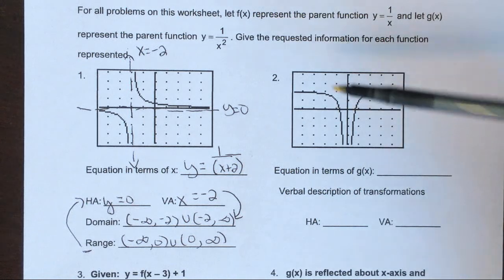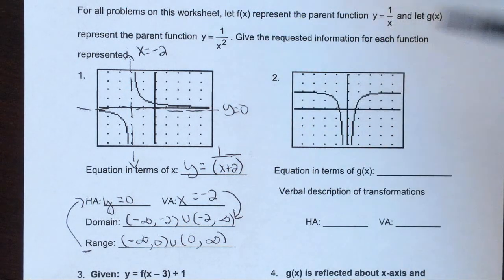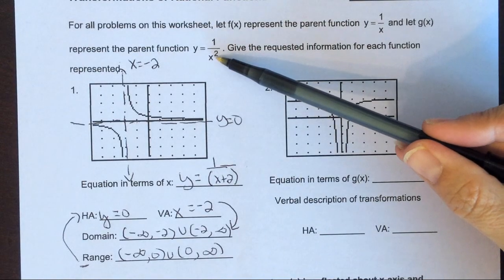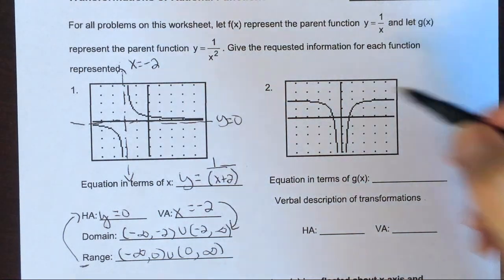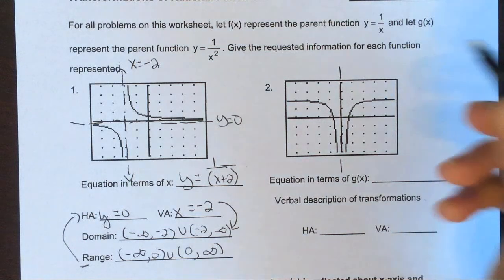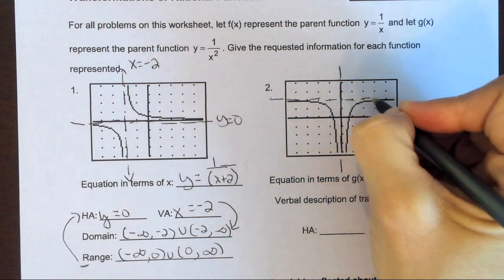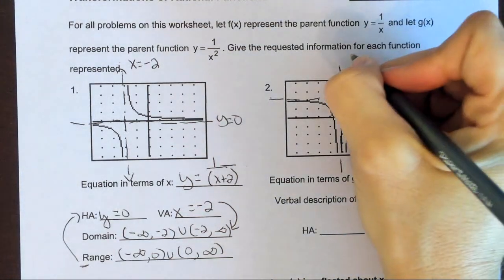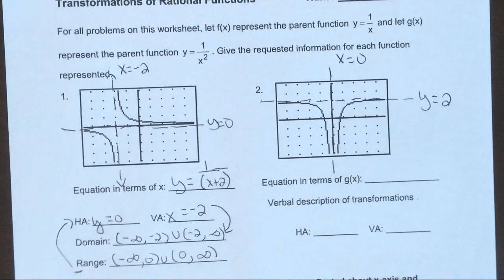On number 2, we can see that this is the one that Miss always called the volcano, but it looks like my volcano went upside down. So that means it's an x squared function. I know it's upside down, so I know it reflected. It doesn't look like it went left and right at all. It looks like I'm still in the same spot, but it does look like I went up, and it looks like I went up 2. So I've got y equals 2, and this right here is x equals 0. I just like to label those before I get going.